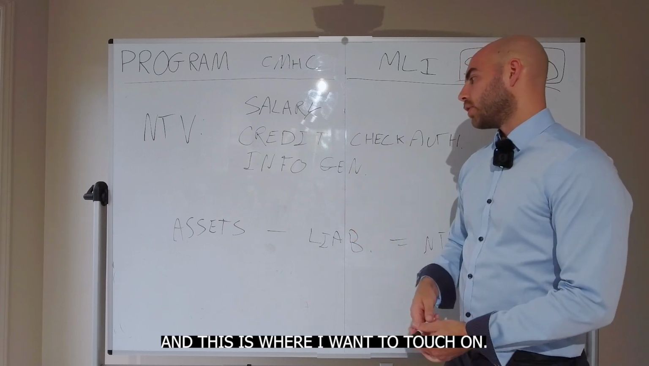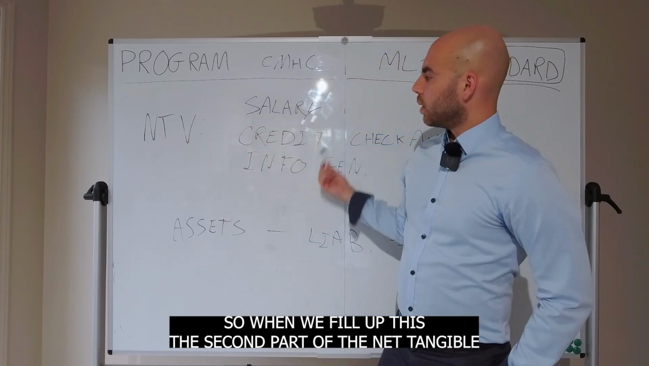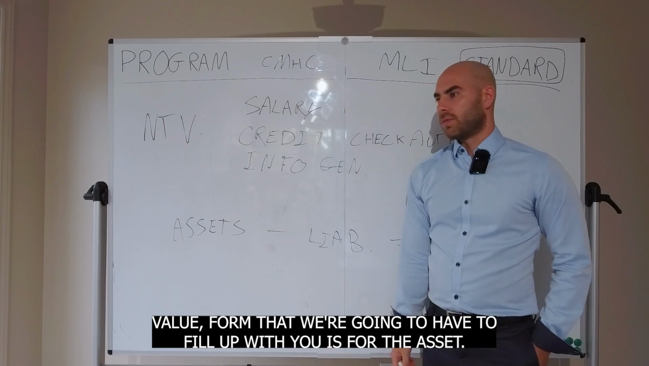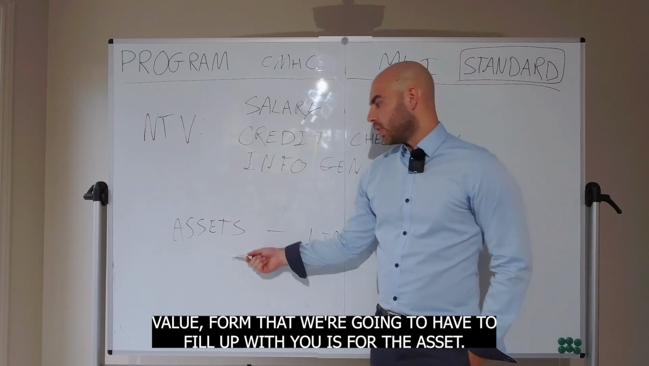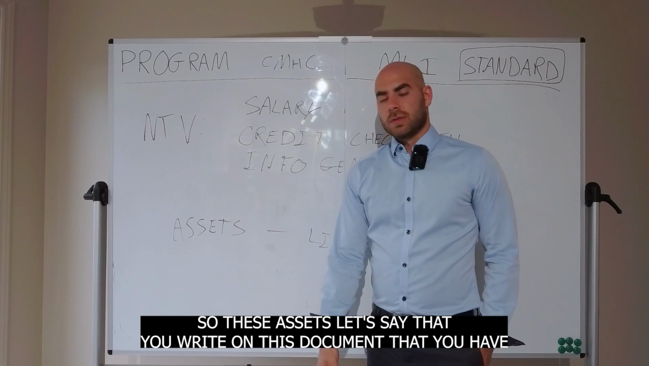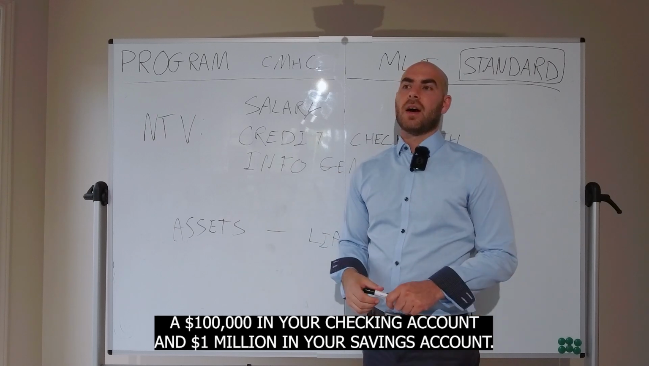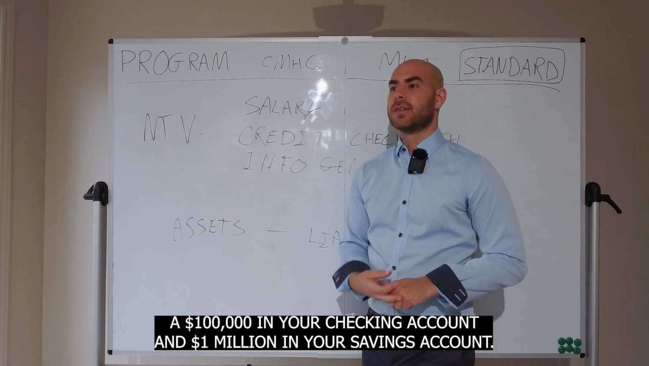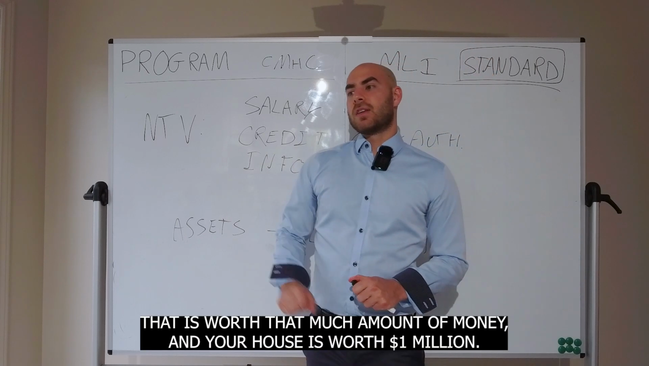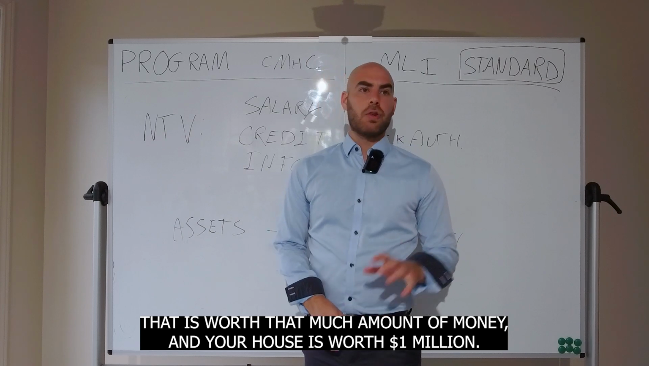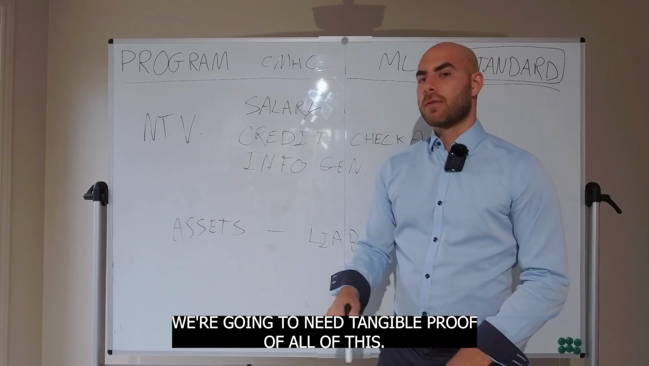And this is where I want to touch on the assets, okay? So the second part of the net tangible value form that we're going to fill out with you is for the assets, okay? Let's say that you write on this document that you have $100,000 in your checking account and $1 million in your savings account. And let's say that you have a company that is worth that much and your house is worth $1 million. We're going to need tangible proof of all of this, okay?